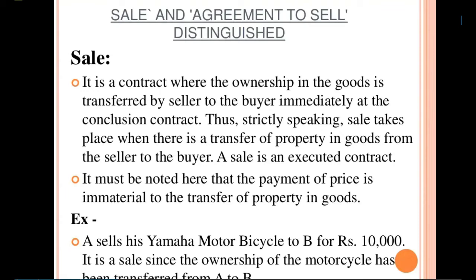Okay, with an example: A sells his Yamaha motorcycle to B for rupees 10,000. It is a sale since the ownership of the motorcycle has been transferred from A to B, right? A is selling the Yamaha motorcycle to B at the price of 10,000 rupees. That means he is transferring his ownership of the bike to B.